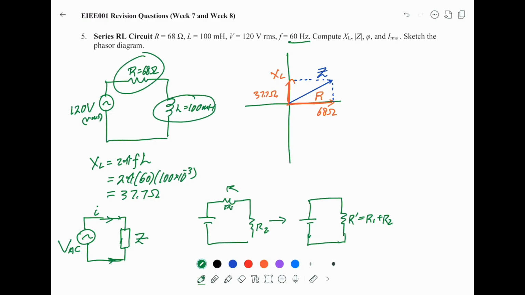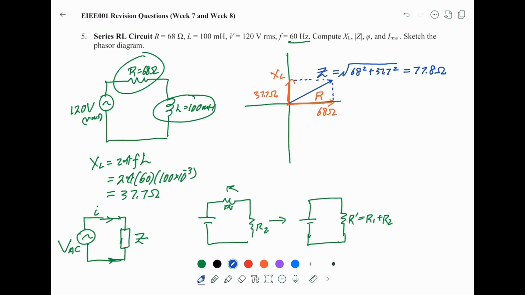However, they are 90 degrees out of phase, so we cannot just add them. We have to use vector addition. So Z here is equal to the square root of, of course, 68 squared plus 37.7 squared. And you will find this is equal to 77.8 ohm.